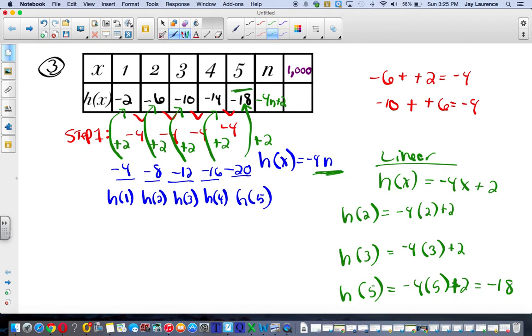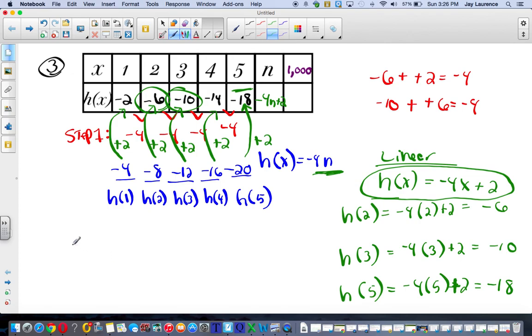I like that. Negative 4 times 3 is negative 12. Negative 12 plus 2 is negative 10. And negative 4 times 2 is negative 8. Plus 2 is negative 6. Negative 6. Wow. All right. So I have the right function. It's a linear function. Here's the equation right there.